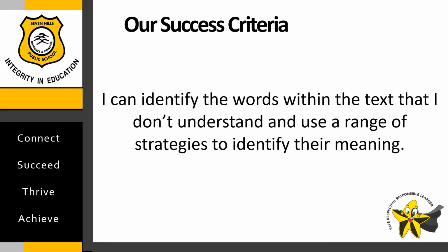Our success criteria: by the end of this lesson, and when you go back and look at your own text, you'll be able to identify the words within the text that you don't understand. And you are going to use some of the strategies that I talk about today to try and identify the meaning of those words that you don't understand.